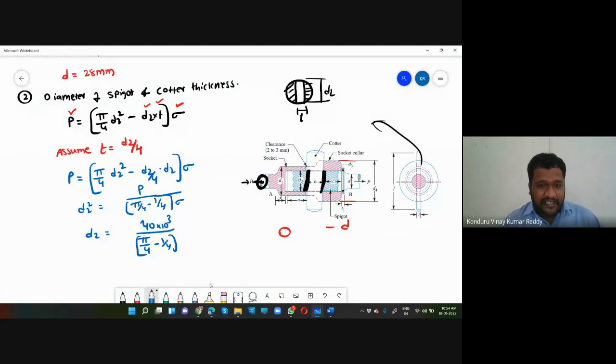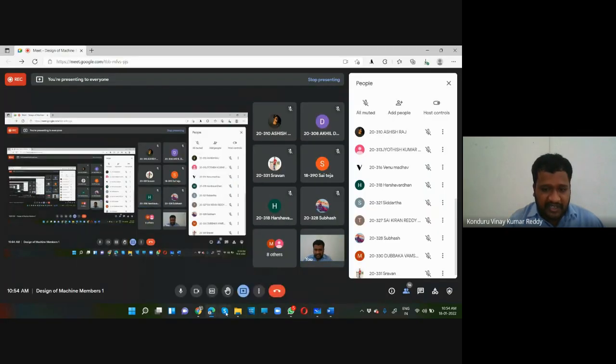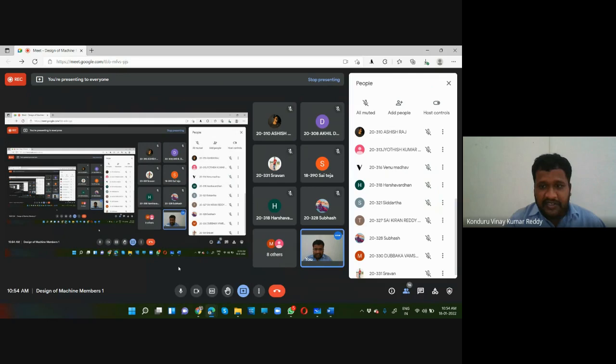Let us continue. Now just substitute the values here. The normal stress value is, I think, 65. Can anybody give me the answer for D2? D2 value answer. 40, sir? Just 40?